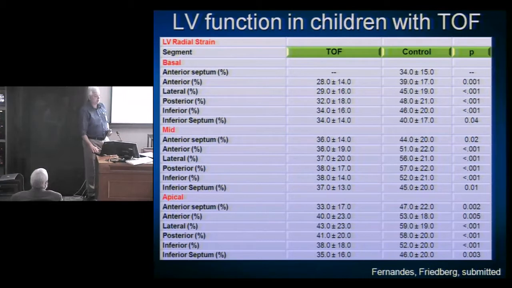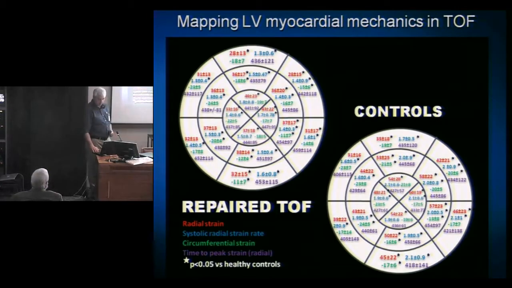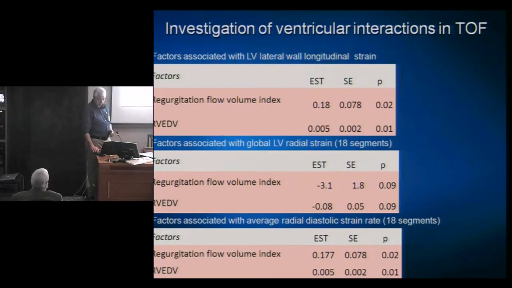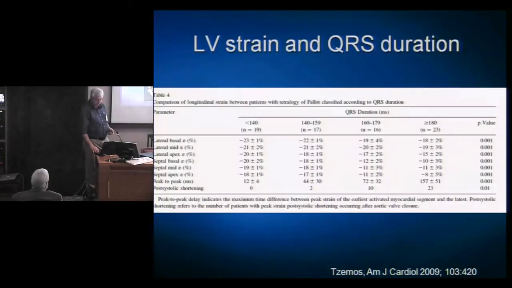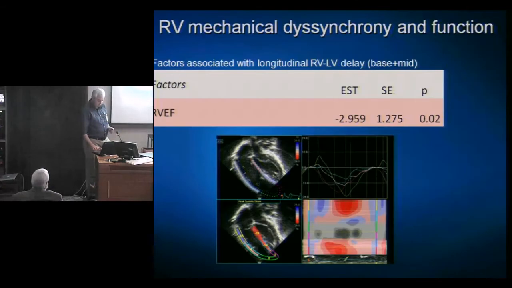We've looked at this now in a very detailed way, and in every segment, if you look at radial strain, and the same is true of circumferential strain, you get quite significant decreases in left ventricular deformation. It wasn't so true for longitudinal deformation, and we've mapped this in quite a detailed way, and looking at these factors and how they interact in terms of pulmonary regurgitation and right ventricular end diastolic volume by MRI, and there are associations.